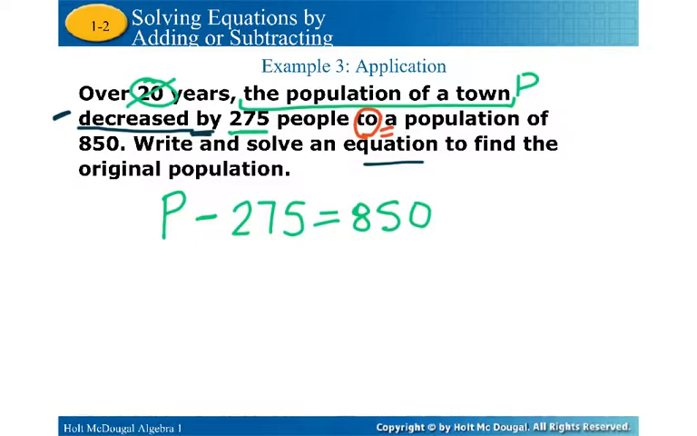So again, as you break this down into its words to its expression or equation here, you go through: the population of a town represents P, decreased by is subtraction, 275, and then becomes or goes to a population, so equals 850. So we've got our equation, and now we can go through and solve it.